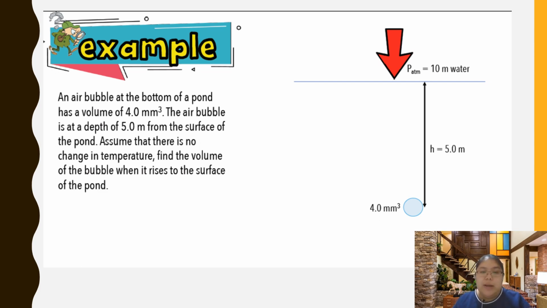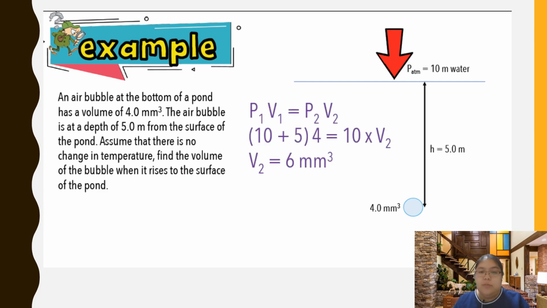Okay, so from here I show you the equation. This one is Boyle's law. P1 V1 equals P2 V2. So P1 is how many? P1 is the bottom one. So they take 10 atmospheric pressure plus the 5 meters. So this one is 10 meters of water plus 5 meters of water, then becomes 15. Then V is 4. Then P2 is the surface, so the surface should be 10. Then V2 we don't know. So the final answer is 6. When pressure becomes less, your volume becomes bigger.